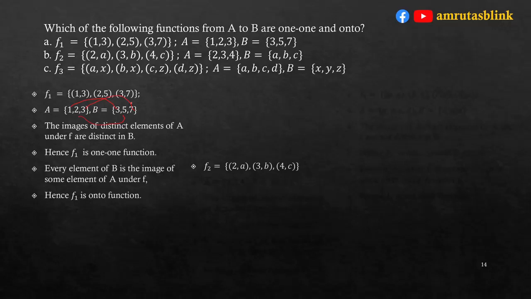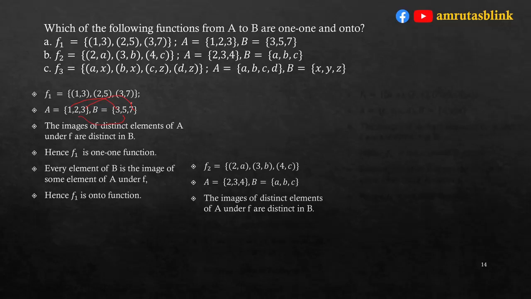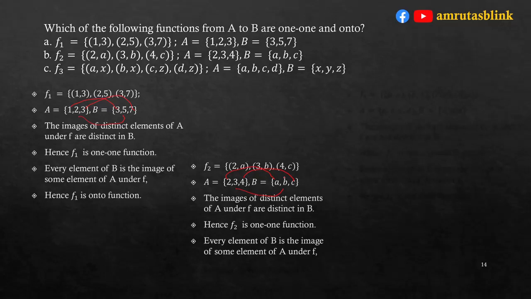f2 is equal to {(2,a), (3,b), (4,c)}, whereas A is equal to {2, 3, 4} and B is equal to {a, b, c}. Now here if we observe, 2 is related to a, 3 is related to b and 4 is related to c. Now this scenario is exactly similar to the previous problem. That is, the images of distinct elements of A under f are distinct in B. Hence f2 is a 1-1 function and every element of B is the image of some element of A under f, and hence f2 is an onto function also.